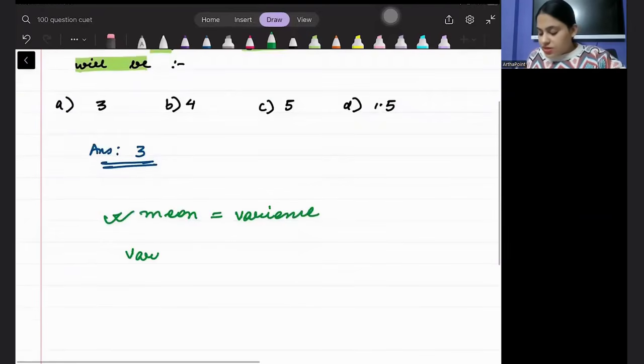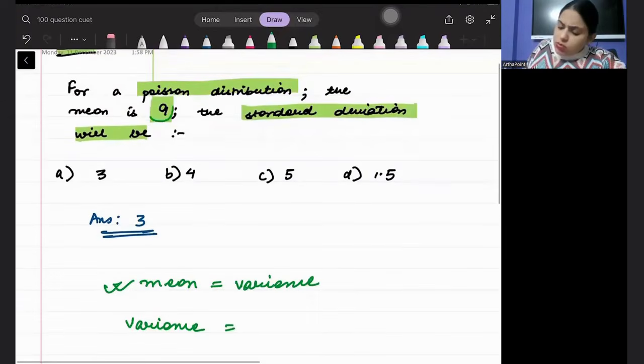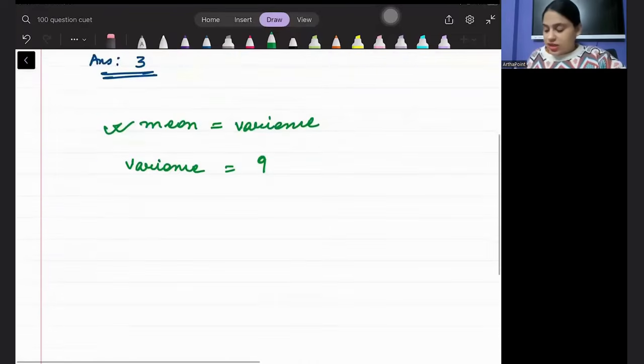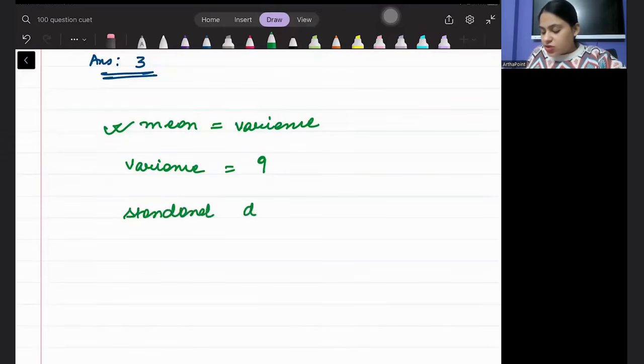So beta, this means that my variance will also be 9, because mean is 9. Variance will also be 9. Beta, if variance is 9, so what will be your standard deviation? What will the standard deviation be?